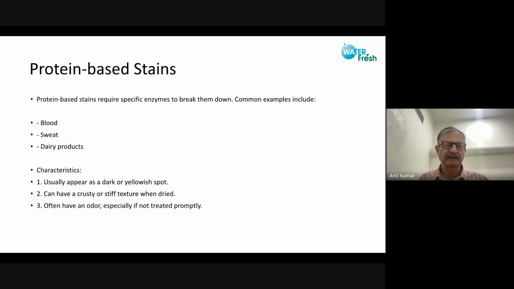The next type of stains are protein-based stains. Protein-based stains require specific enzymes to break them down. Common examples are blood, sweat, dairy products. They typically appear as dark or yellowish spots, can have a crusty or stiff texture when dried, and they often have an odor, especially if not treated promptly.